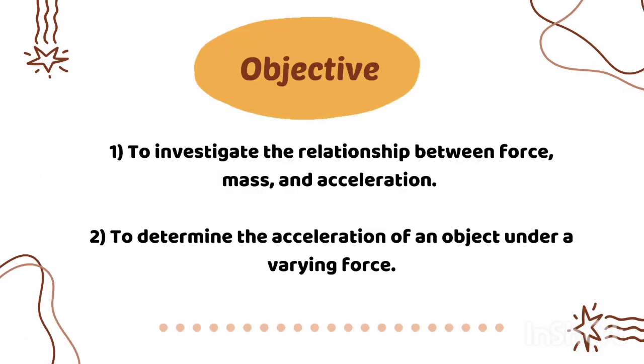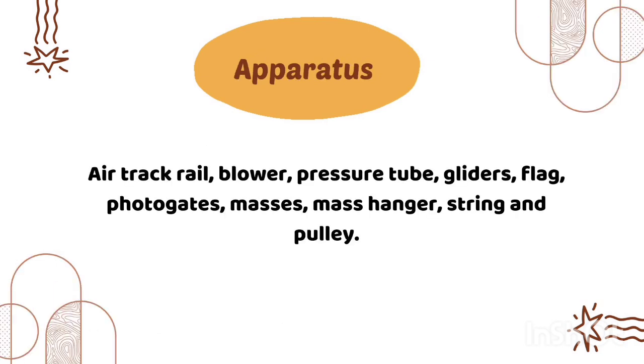I will start with the objectives of experiment 4. Number 1. To investigate the relationship between force, mass, and acceleration. Number 2. To determine the acceleration of an object under a varying force.